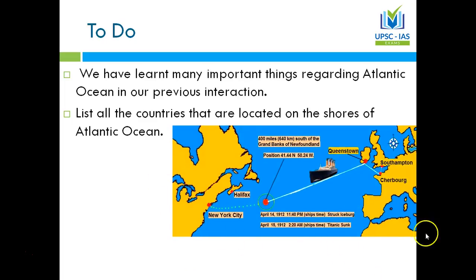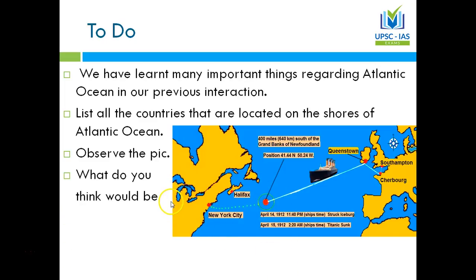Now observe the picture which is provided here for all of you. It is basically a route of Titanic, right? And we know that Titanic faced a mishap in Atlantic Ocean. So you know that it had an accident with an iceberg.